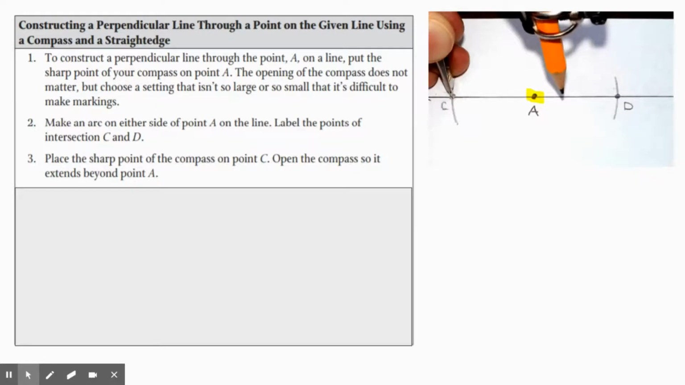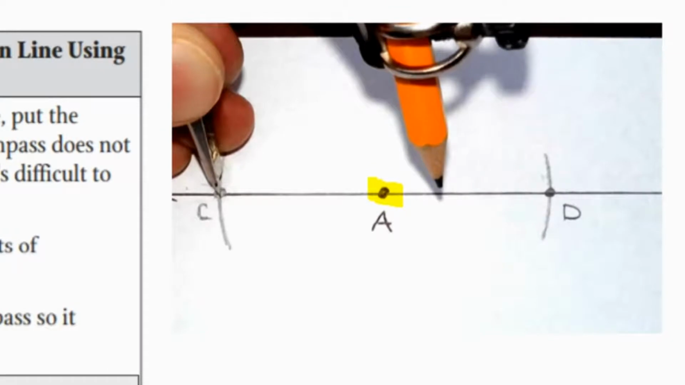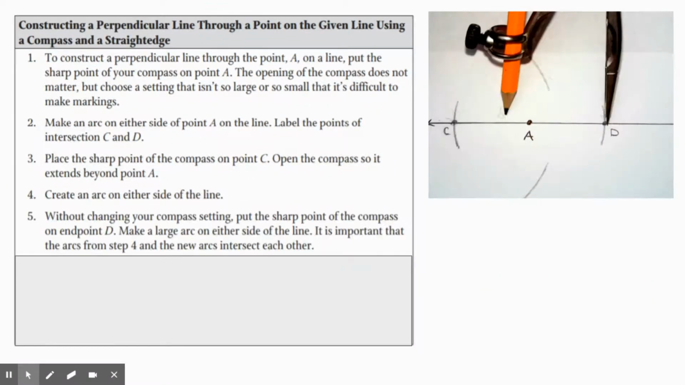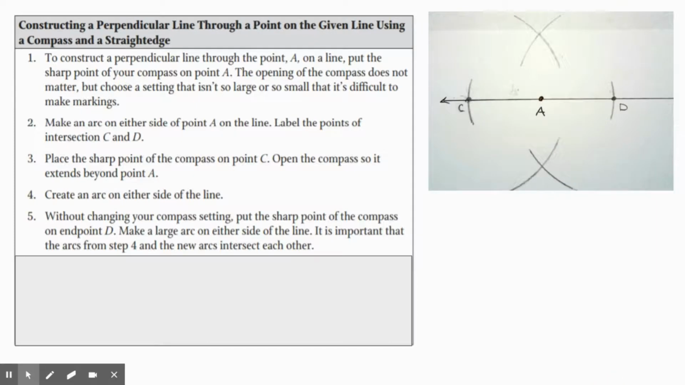It's at this point you want to put your sharp end of the compass on point C. Open your compass to more than halfway. See how it's going past A in this picture. And then you want to make an arc. The sharp point is on D. I want to see where those arcs intersect. Okay? So you don't need to draw the entire arc. I just want to get those points right there.